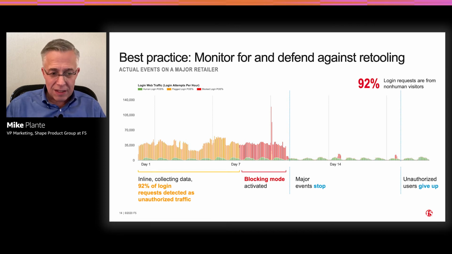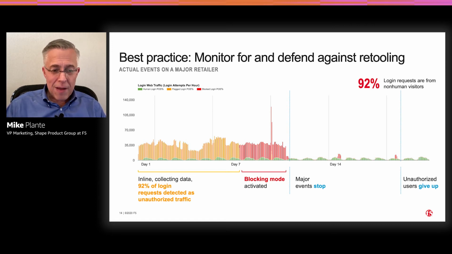So we came back to them and said, everything that we've tagged in yellow appears to be an unauthorized access attempt. Again, in this specific example, 92% of the traffic to their login page was detected as unauthorized traffic. They said, "Can you please help us stop that?" And we went into blocking mode and started automatically blocking the unauthorized traffic to this specific login page.